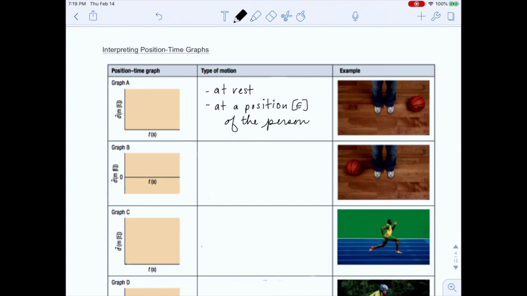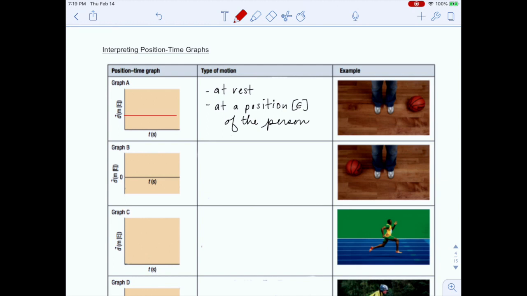So what would that look like on a position time graph? Well, if you imagine the object is holding its position over the entire interval of time. So the object's position remains the same over time, and it ends up looking like a horizontal line. Note that horizontal lines have no slope. So we said that slope is equivalent to velocity. If there is no slope, then there is no velocity, and this object is at rest.